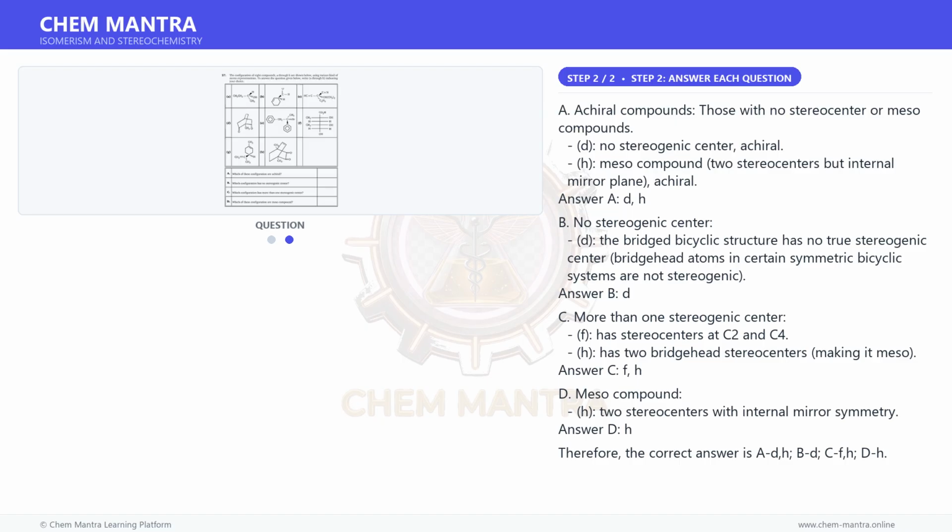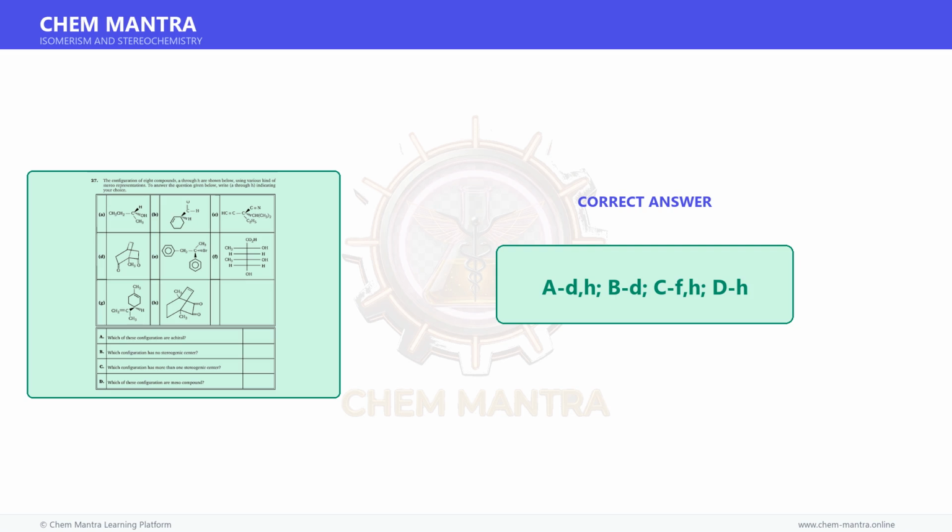F has stereocenters at C2 and C4. H has two bridgehead stereocenters, making it meso. Answer C, F, H. D, meso compound. H, two stereocenters with internal mirror symmetry. Answer D, H. Therefore, the correct answer is A: D, H; B: D; C: F, H; D: H. The correct answer is shown on screen.